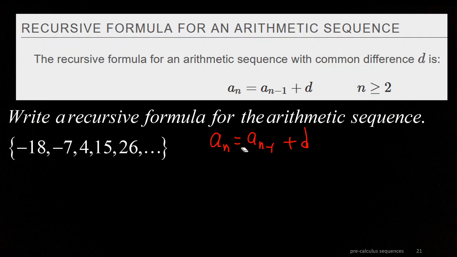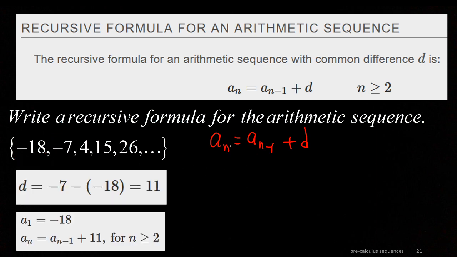That's all we need. So to write the recursive, all we need is d. We don't need a1. Right? A1 is given. So what do we do? We subtract negative 7 minus negative 18, and we can find our d, right? So our d is 11. So this is the formula. Just put 11 there.